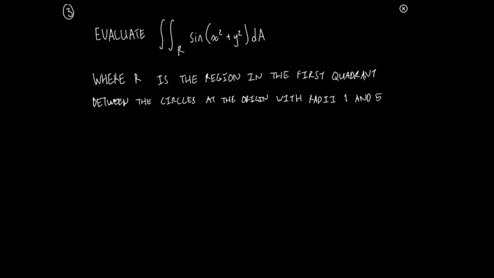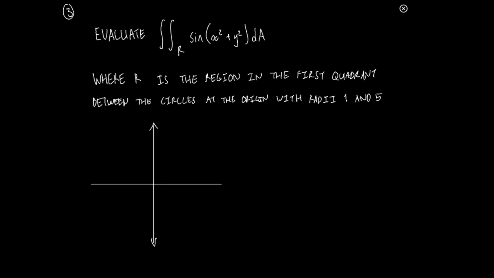Evaluate the double integral of the function sine of x squared plus y squared over the region R with respect to the area, where R is the region in the first quadrant between the circles at the origin with radii 1 and 5. Okay, well, that's a lot, and it's a lot of words, so let's turn words into a picture that we can understand. So let's go ahead and graph what R is.